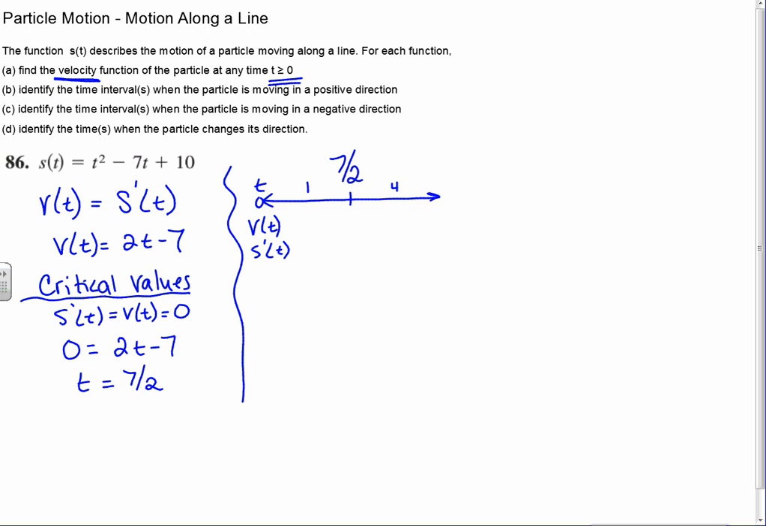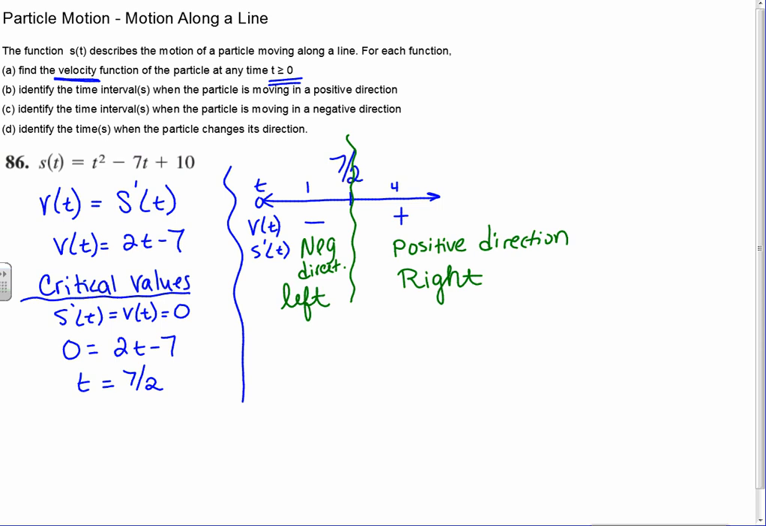So something a little, or right at 1. When I plug in 1, I have 2 times 1 minus 7. 2 minus 7 will be -5, so it's a negative. Plugging in 4, I get 8. 8 minus 7 is 1. That's a positive. This tells me that I have a positive direction, and on linear movement, positive direction is interpreted as our particle is moving to the right. And on this one, I'm going to just draw a squiggle in here. This is negative direction, which can be interpreted that our particle is moving to the left.